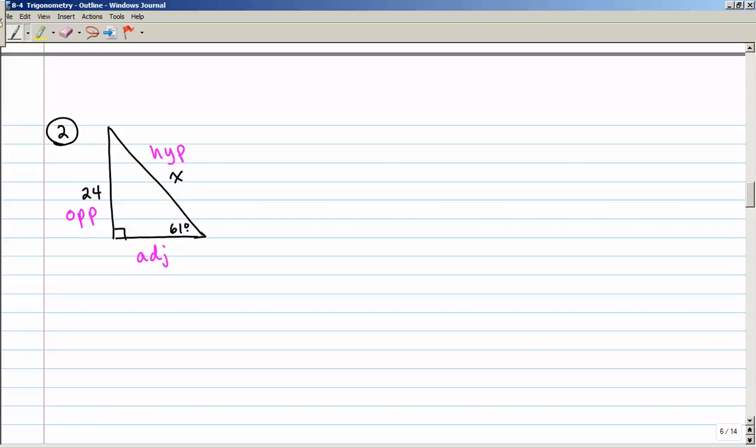So which of our trig ratios uses opposite and hypotenuse? That would be sine. So I'm going to do the sine of 61 is equal to the opposite over the hypotenuse. And now let's solve this for x. This is actually going to get a little tricky because x is in the denominator. I can't multiply by 24 because nothing is going to cancel. So I have to multiply both sides by x, and that's going to give me x times the sine of 61 equals 24, because over here my x's will cancel.